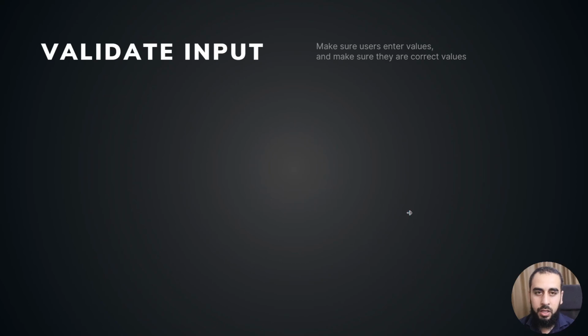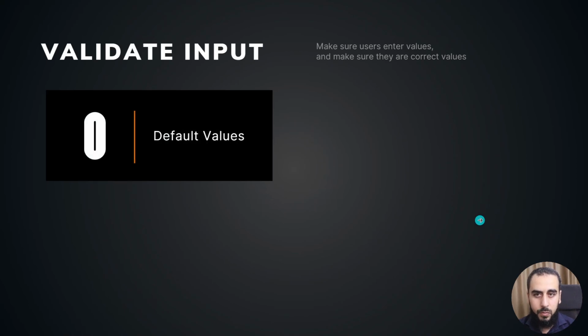The second thing we could do to prevent errors is to validate input. We need to make sure that the user either enters values or values are entered automatically, pre-populated. And when users enter values, we need to make sure that the values they are entering are actually correct. Use things like default values. Get into the habit of giving it a default value.